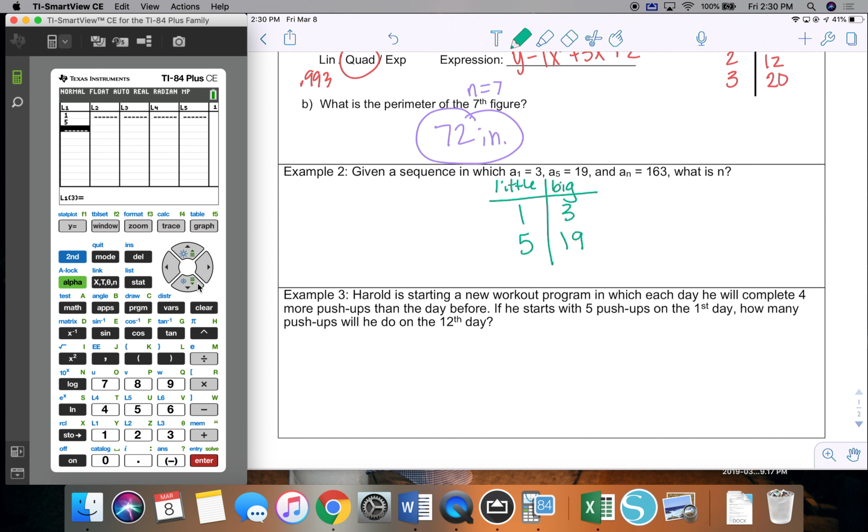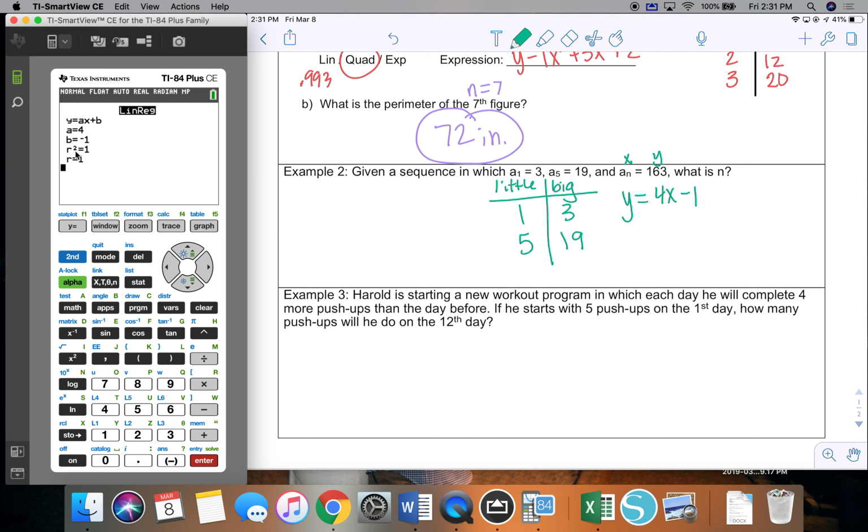My little numbers are 1 and 5. My big numbers are 3 and 19. So I'm going to run StatCalc 4. And I get an R squared value of 1. That means this sequence is going to be linear, and I'm going to have 4x minus 1. Now they want to know what x is when y is 163, because remember we put the big numbers in the y column. So I'm going to go back to y equals and plug this in, 4x minus 1.